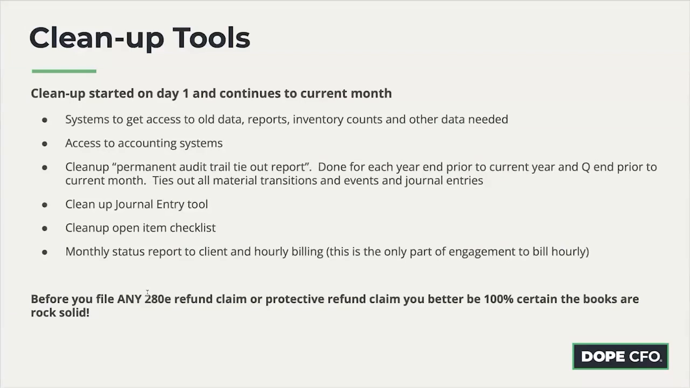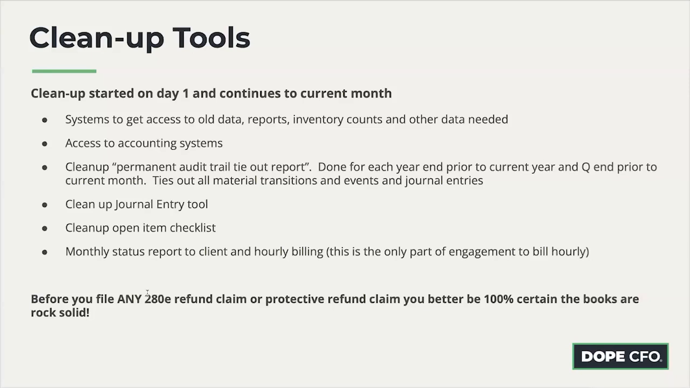I like to get an org chart, even just on a piece of paper. Okay, you're the CEO. Who's the COO? Who's doing marketing? Who's the head of the grow? Who's doing what? I want to get that little org chart, get access to any software systems and accounting systems that we need, start building out our PBCs, and we'll start actually building out our permanent audit trail as well, including our journal entry and open item checklist.